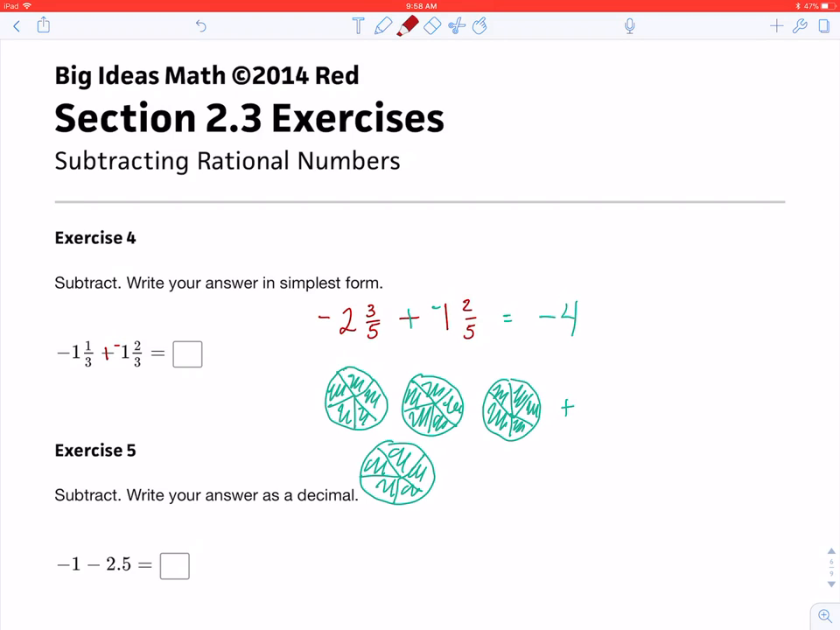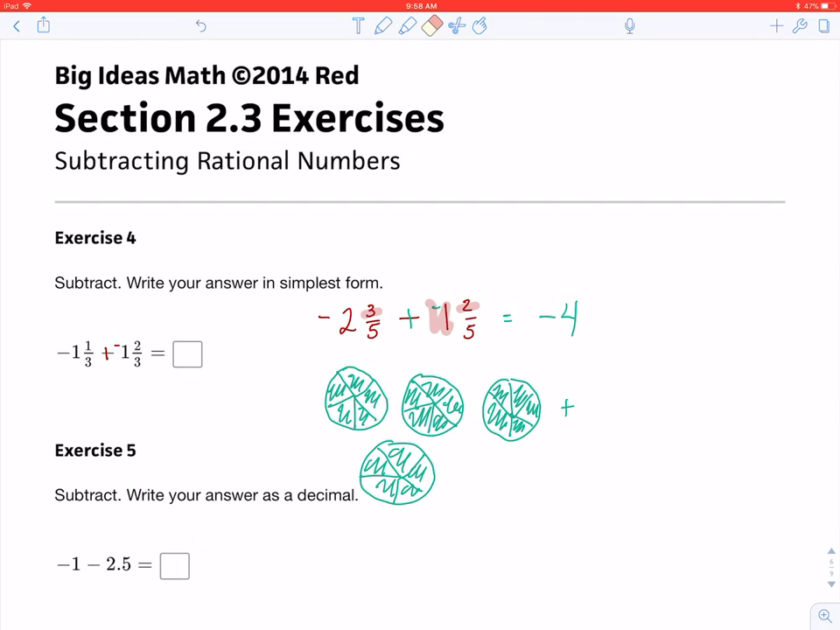Because this 3/5 was added to the 2/5, and 3/5 plus 2/5 is 5/5, but we don't call that 5/5, we call that a whole. So my negative 2 and my negative 1 added to become negative 3, and then my negative 3/5 and my negative 2/5 added to become another whole, and so negative 3 plus negative 1 became negative 4.